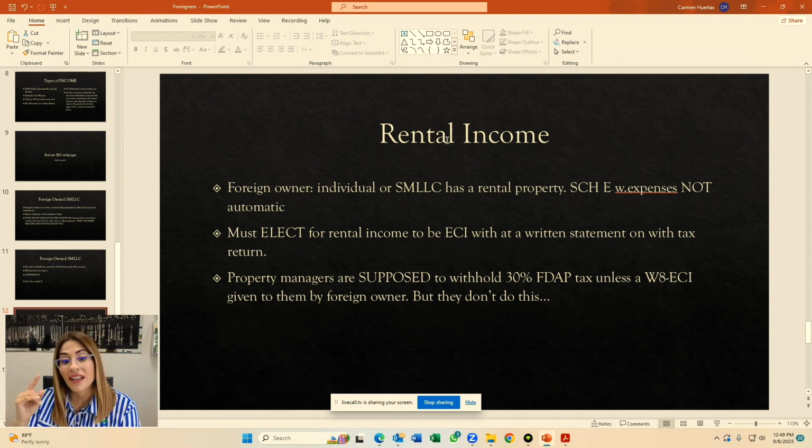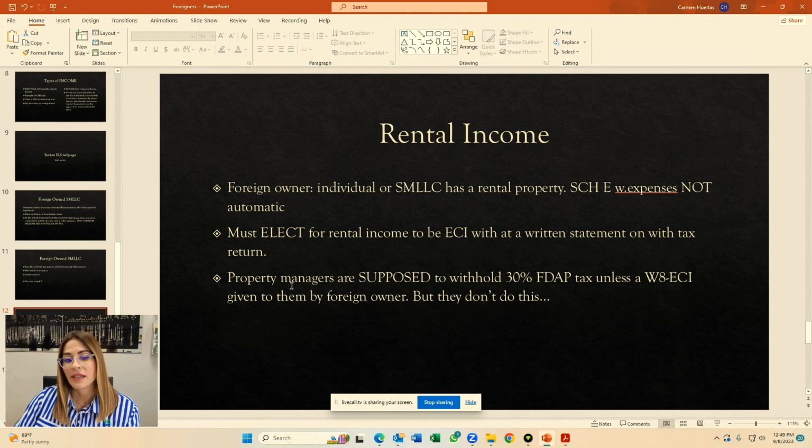Now, you can elect for the rental income to be ECI with a written statement. It has to be submitted with the tax return, and this you only have to do one time. You have to submit a statement stating that you intend to use this property that is in the US and is producing ECI to be taxed as ECI. That way you can write off all your deductions and you can be taxed at the graduated tax rates.